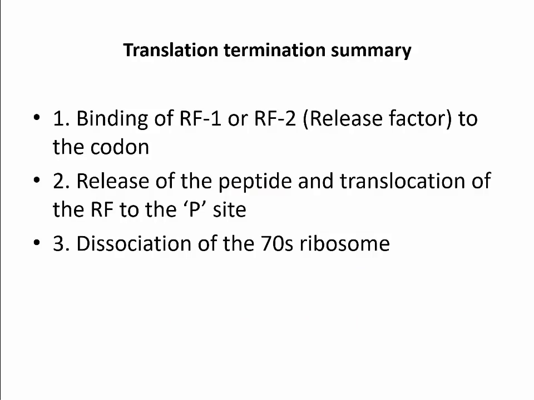All right, so again, translation is pretty straightforward. We have the binding of the release factor to the codon, the release of the peptide during translocation, and then eventually the 70S ribosome is dissociated and recycled inside the cell. We've used prokaryotes as an example here. This process would be very similar in eukaryotes, other than the size of the ribosome and some of the names of the proteins helping facilitate it. But for the purposes of this class, we're going to focus on prokaryotic translation.